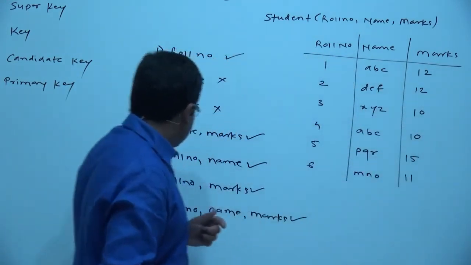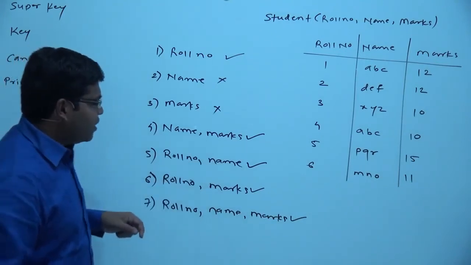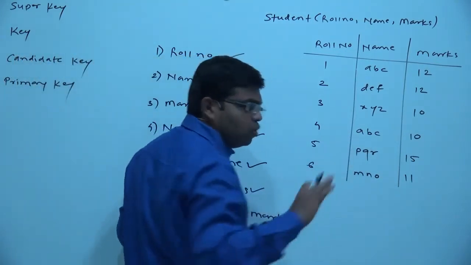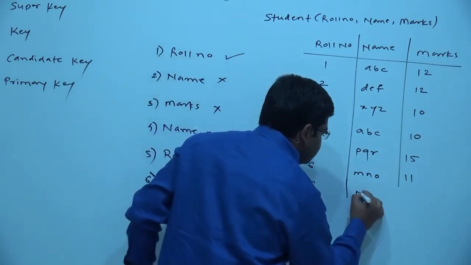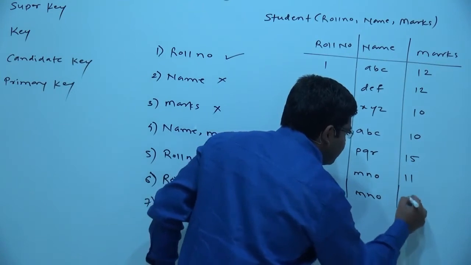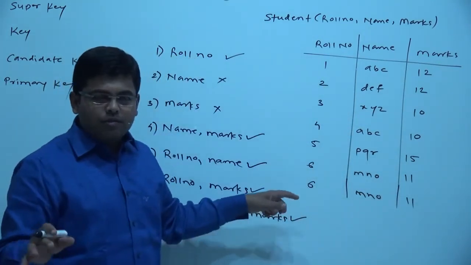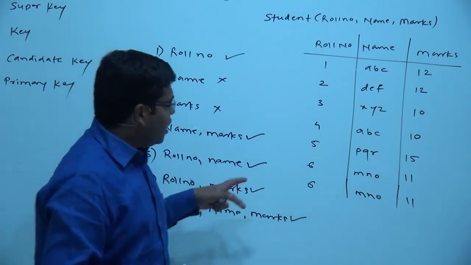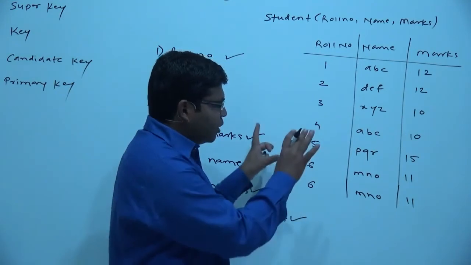So earlier it was 10 and therefore it could be called as a key because the combination was different. Similarly, I would like to add one more thing here. If I repeat entire row, say 6 MNO and 11, now this particular structure cannot be called as a relation. We have discussed it in the previous session. A relation cannot consist of duplicate tuples, and therefore this should be called as a table.